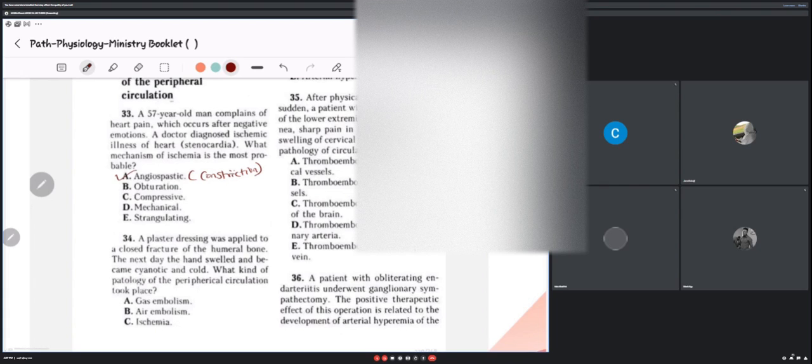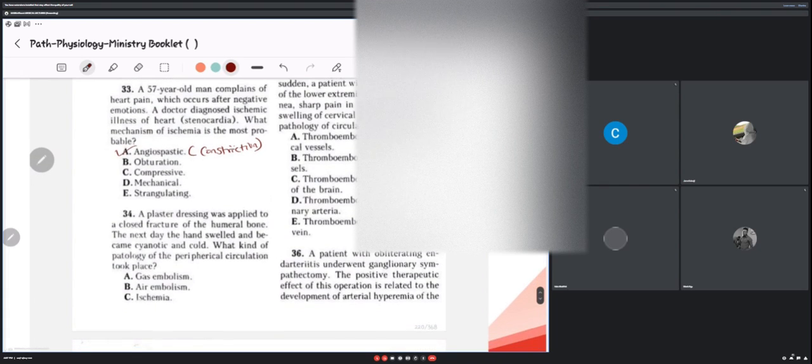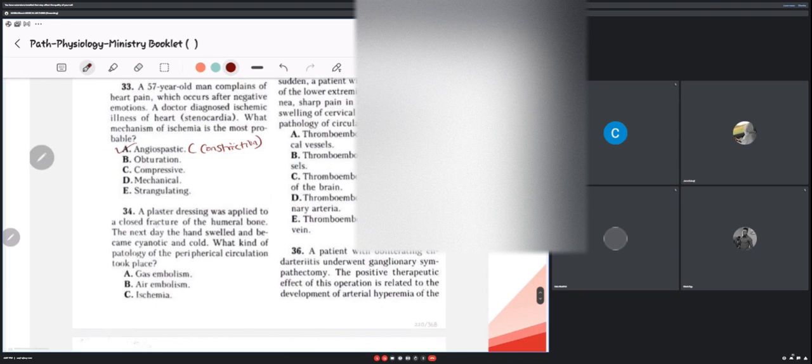Angio is vessel. A plaster dressing was applied to a closed fracture of the humeral bone. Of course, this should be the end of our question. What type of embolism do you think? There's fracture of the bone. It is fat embolism.